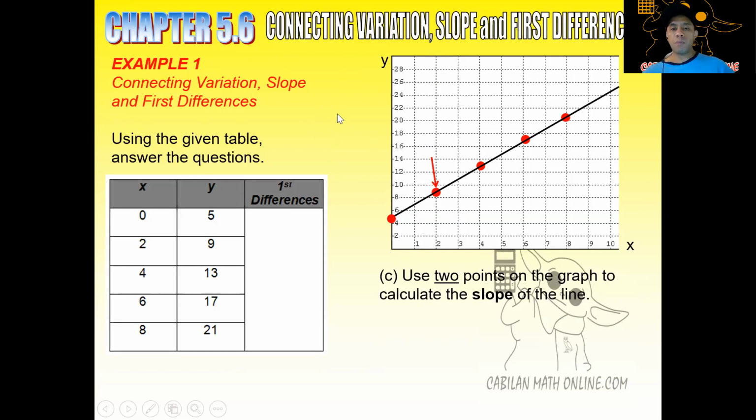We're going to use the formula y2 minus y1 over x2 minus x1. So I'm going to randomly pick 2 points. Like I said, this is a PowerPoint, so I picked them already. I'm randomly picking the second one, which was 2, 9, and the one right beside it, which is 4, 13.